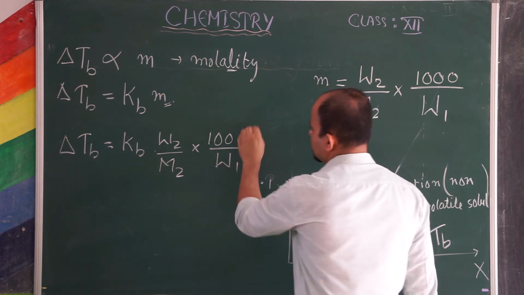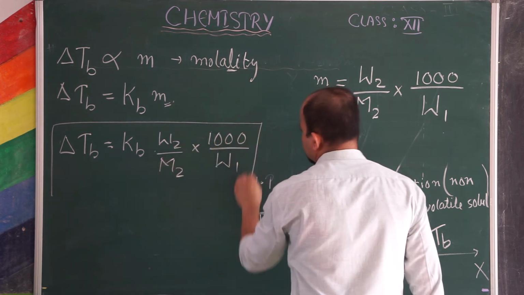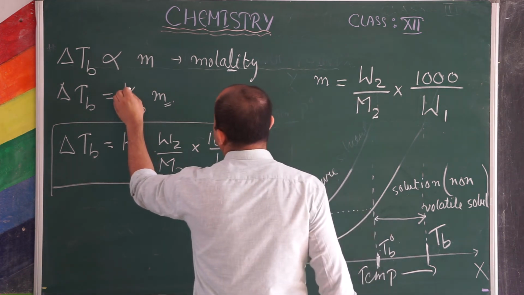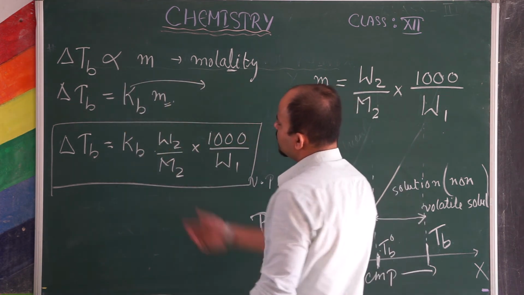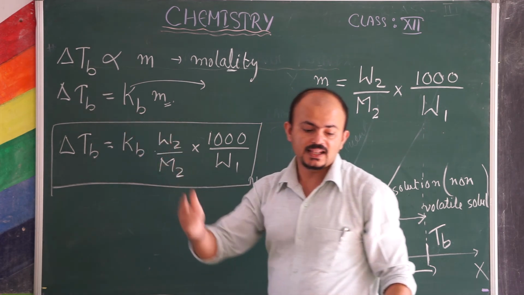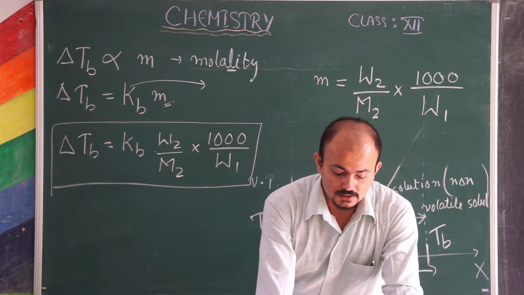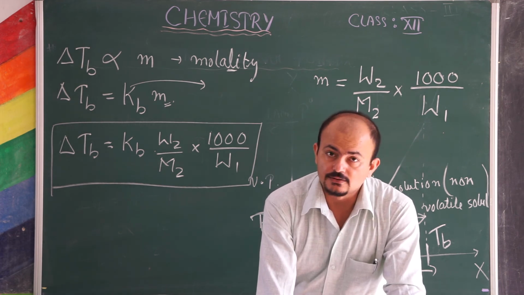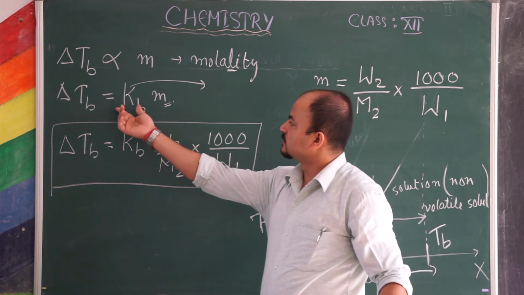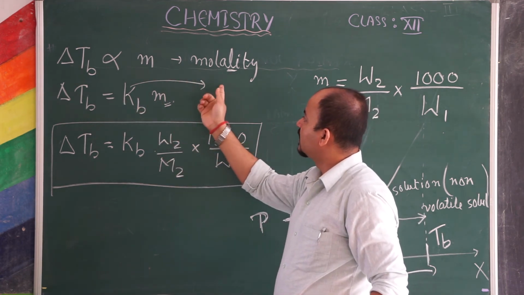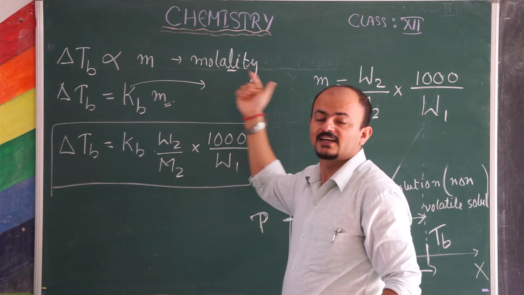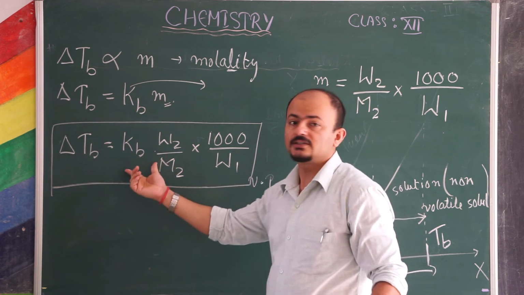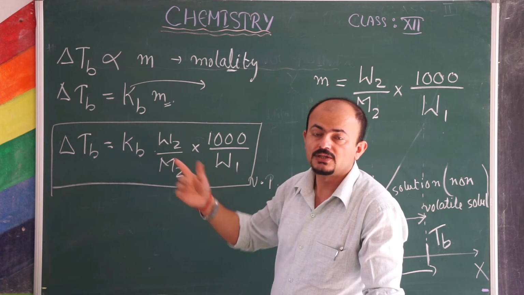So from this expression, you will be getting numericals. Now, here this Kb is a constant. This Kb is the molal elevation constant. So it is known as molal elevation constant or ebullioscopic constant. You can refer to it from your book. Molal elevation, because there is an increase in boiling point, constant. And from this expression, you will be getting numericals.